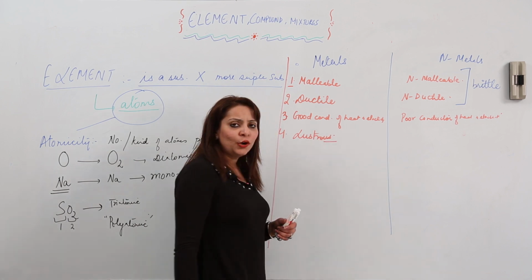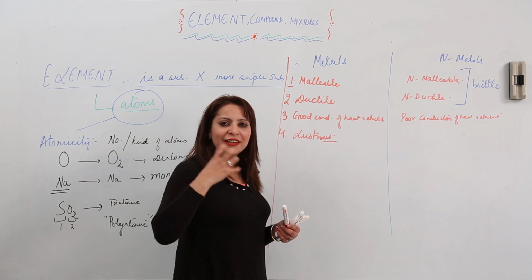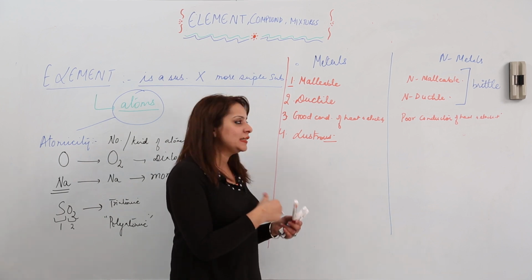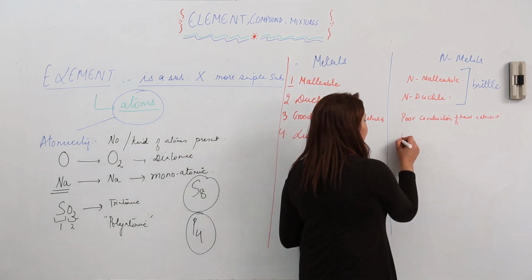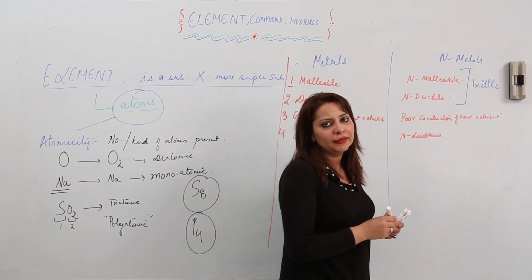You must have come across many metals in daily routine. So what do you see? They have a spark, they shine actually. So they are lustrous. But when we talk about non-metals, they are non-lustrous. They do not emit such shine.